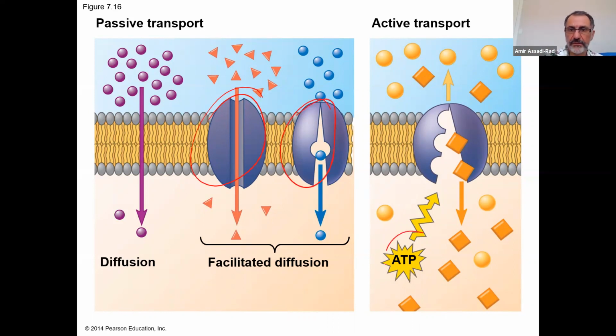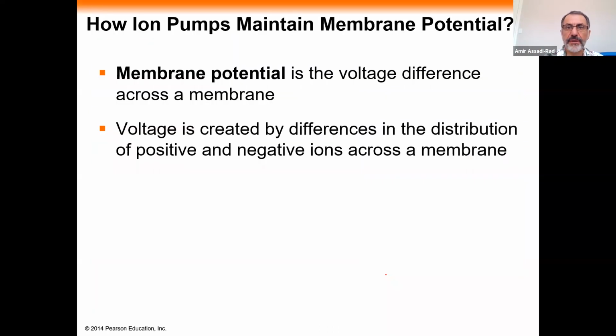The difference is, like this guy, ATP is not needed. In active transport, molecules go in and out, it depends what you're talking about, but ATP is needed. Okay, membrane potential: the voltage difference across a membrane. Voltage is created by differences in ion distribution.